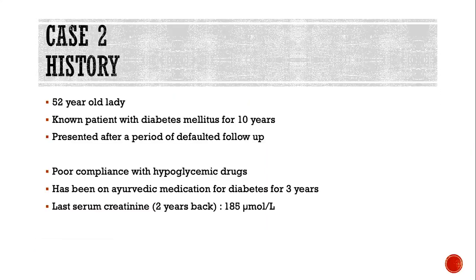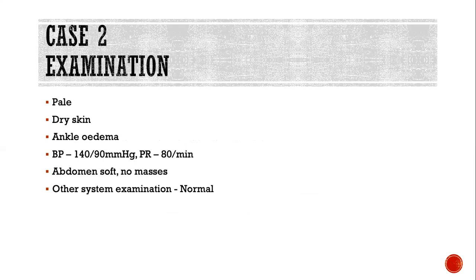Case 2. It's a 52-year-old lady, known patient with diabetes mellitus for 10 years. She presented after a period of defaulted follow-up and had poor compliance with hypoglycemic drugs. She has been on Ayurvedic medication for diabetes for the past 3 years. Her last serum creatinine done 2 years back was 185 micromoles per liter. On examination, she was pale, had dry skin and ankle edema, and the blood pressure was mildly elevated, which was 140 by 90 millimeters mercury. Other system examination was normal.